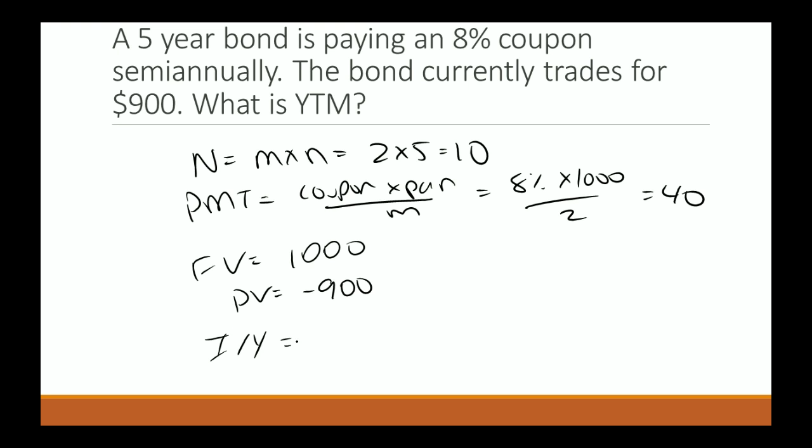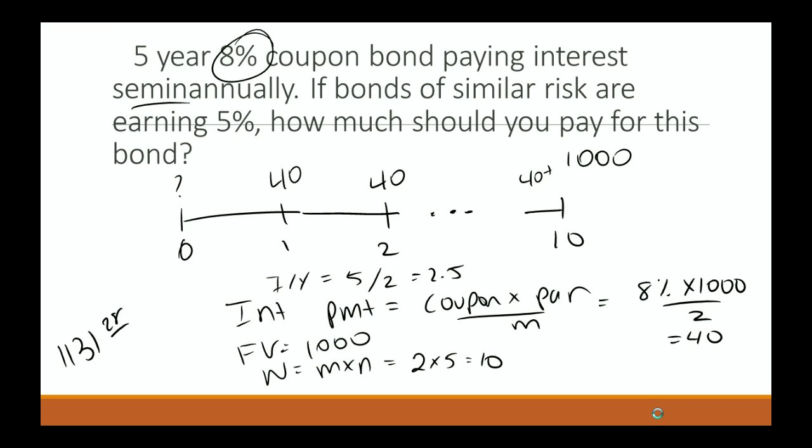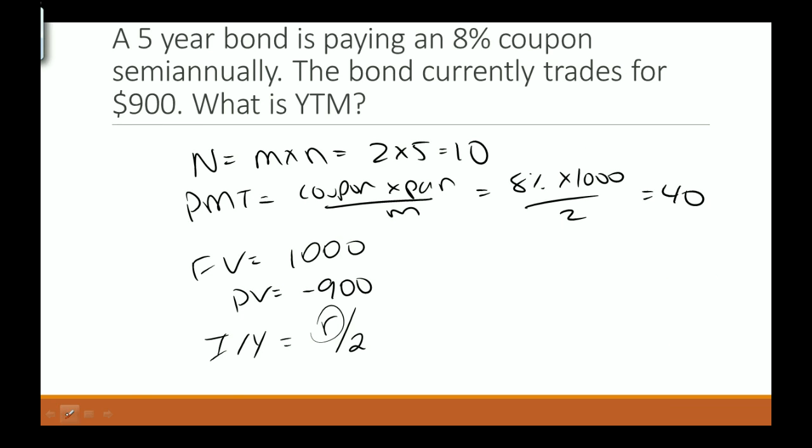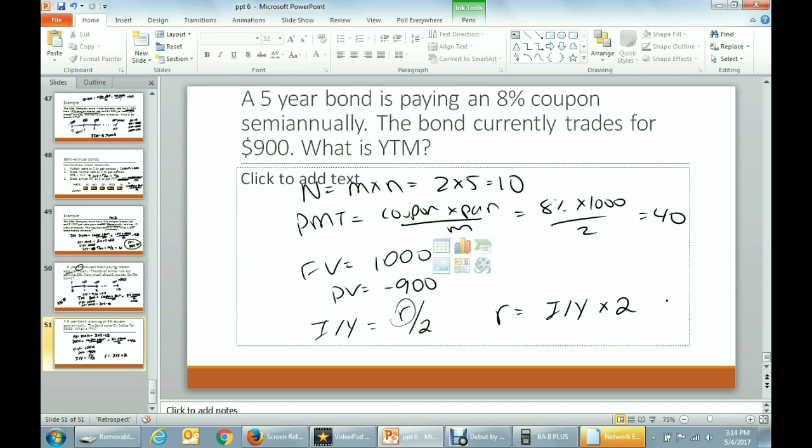But remember that the I/Y that we're getting will be R divided by M, which is 2. We're wanting just R. We're wanting R by itself. So to make that happen, we need to take whatever we get from the calculator and multiply it by 2. So let's work this out.